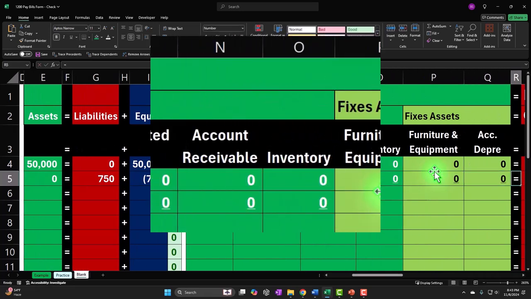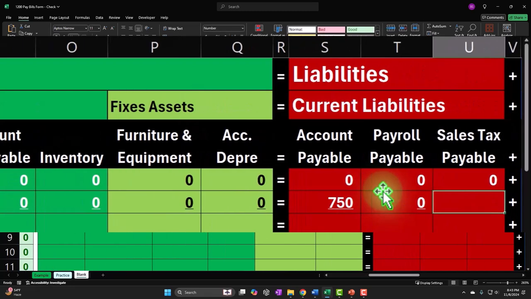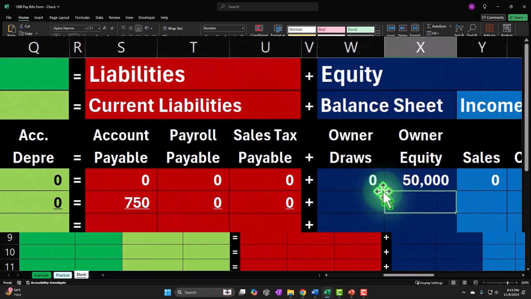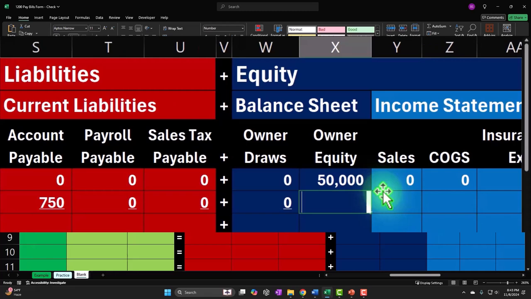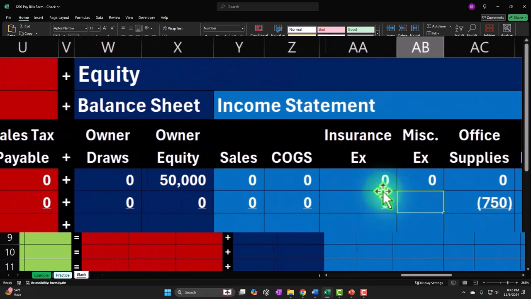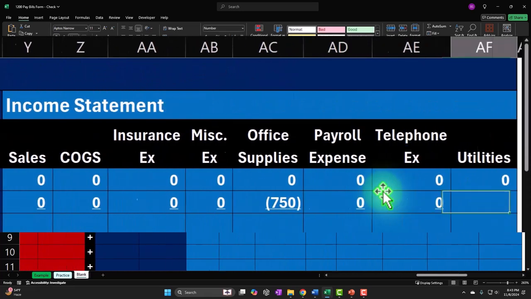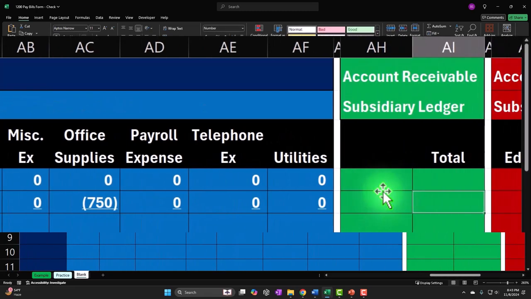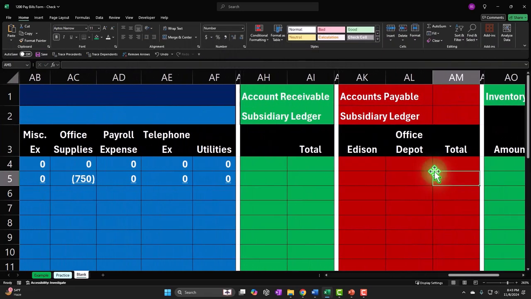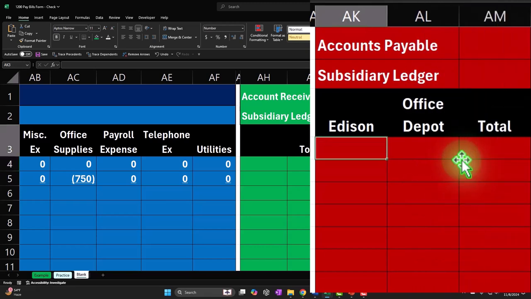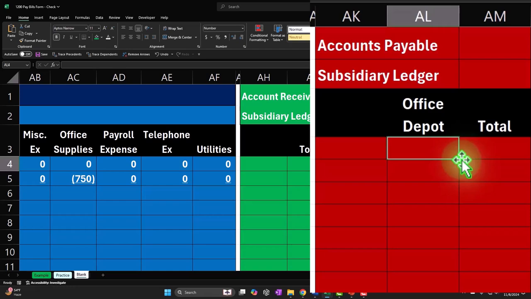Notice I kept the formatting of the underlines that was in there before. So it's already got the underline under the zero, tab, zero, tab, zero, tab, zero, tab, zero, tab, zero, tab, zero, tab. So let's just keep that. And then on the sub ledger, I'm gonna say that it's not Edison this time, it's Office Depot. We purchased from Office Depot, let's say.